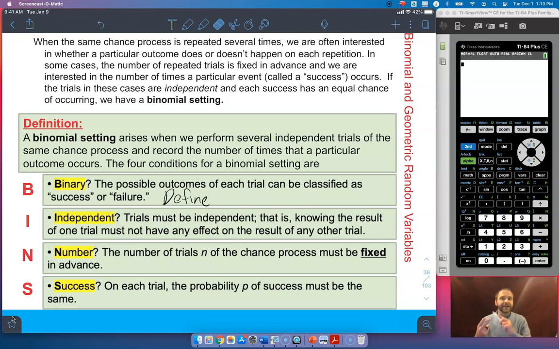Is it binary? Is it independent? Is there a fixed number of trials? And what is the probability of success? And is that probability constant? So there we go when it comes to our binomial setting.